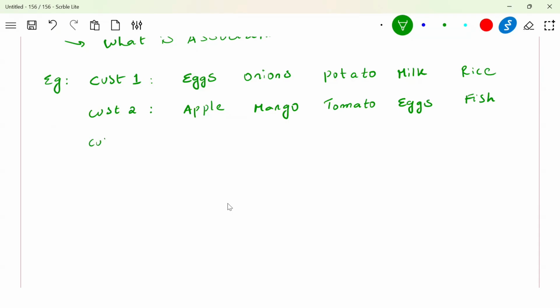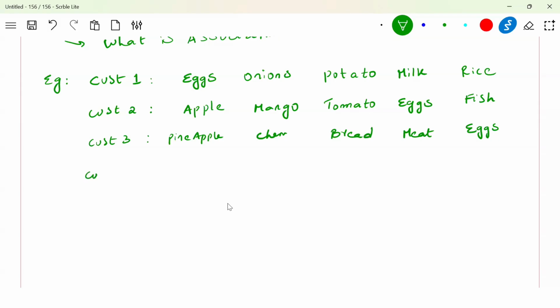I have another customer. So he has purchased pineapple. He has purchased cherry. He has purchased bread. He has purchased meat. Okay. And he has purchased eggs.